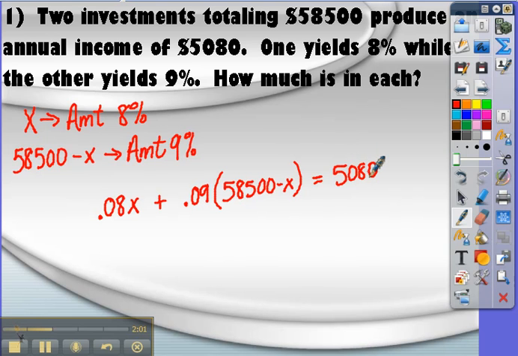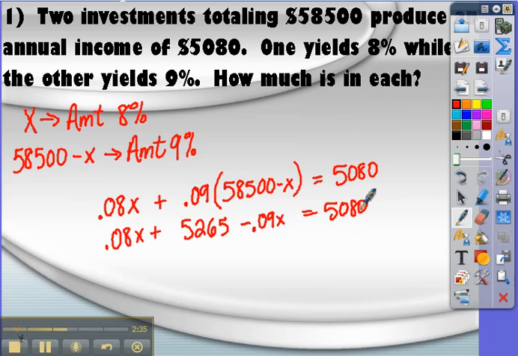Okay, then what you're going to do is go ahead and just solve for X. I need to distribute to get rid of the parentheses. So I have 0.08X plus 0.09 times 58,500, which gets me 5265. And then I'm going to have a minus 0.09X equals 5,080. I'm going to combine my like terms over here on the left side.